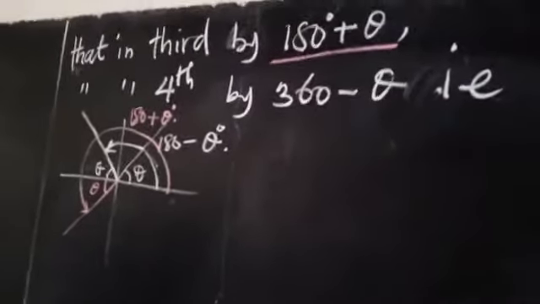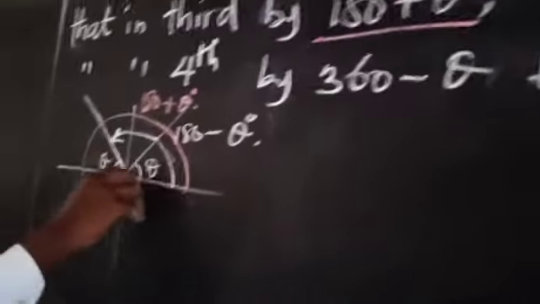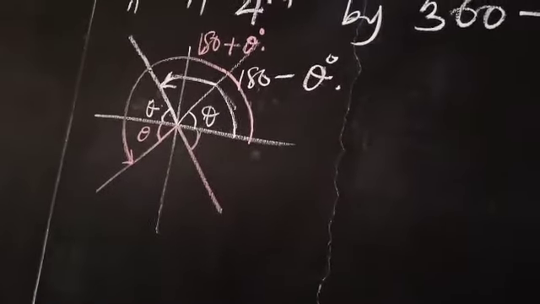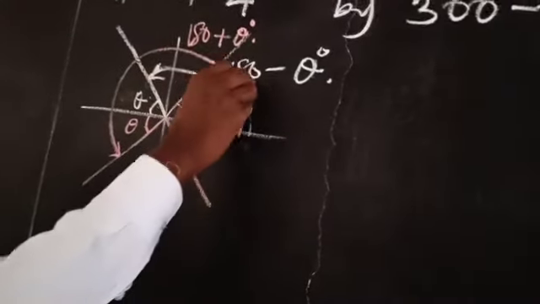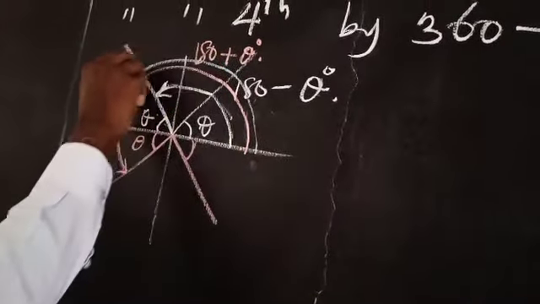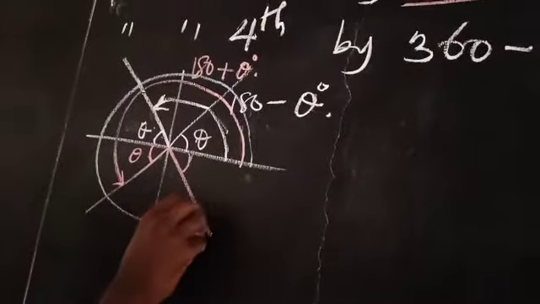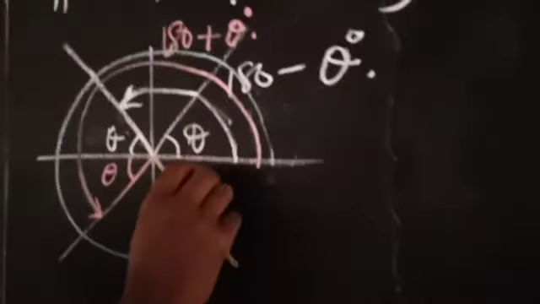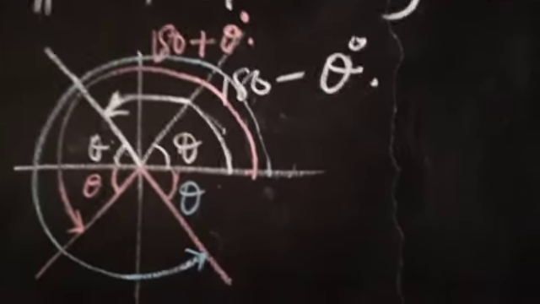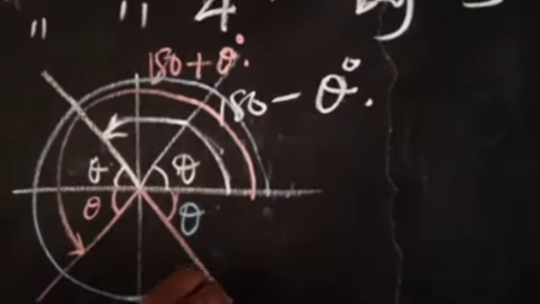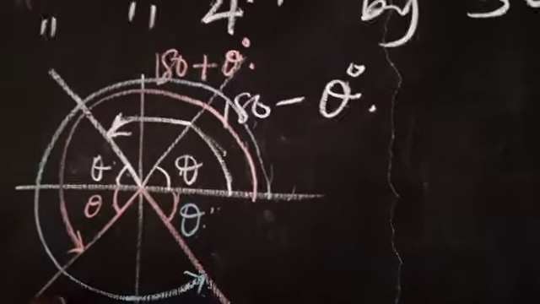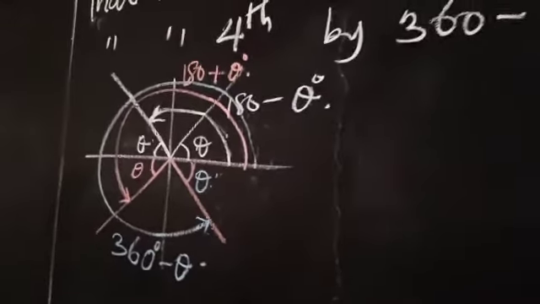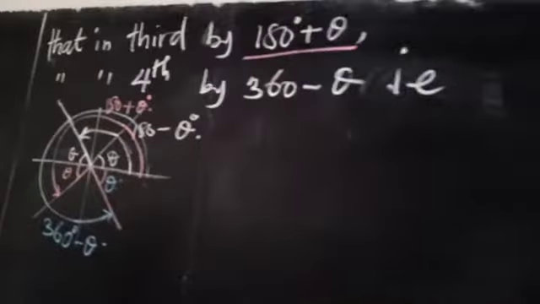And then if it is in the fourth quadrant, the angle is here. So you have to move the whole of this in this direction, up to that point. And you see, if I moved from here, it will be 360. So to simplify, from here up to here is 360, then I subtract this theta. So this is 360 degrees minus theta. That's what I actually mean.